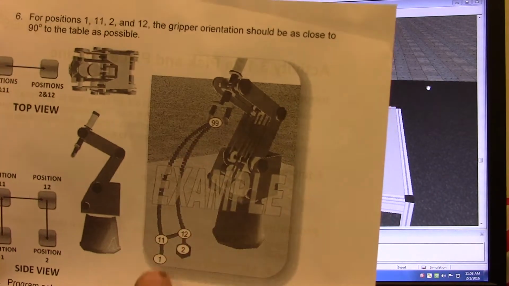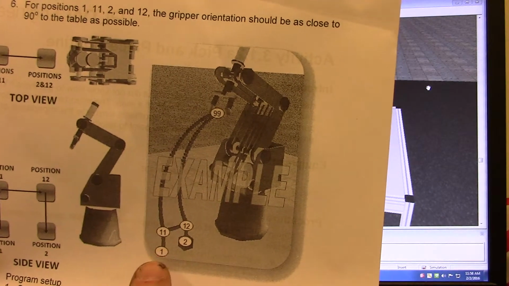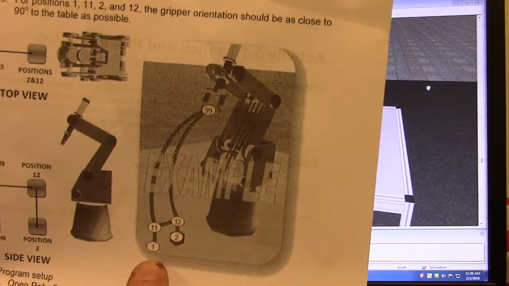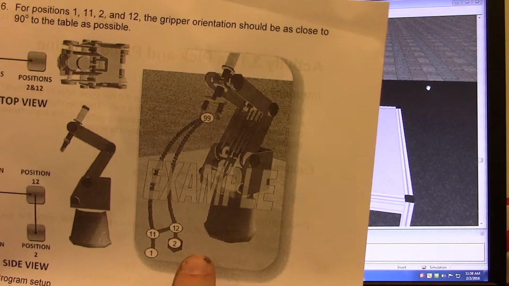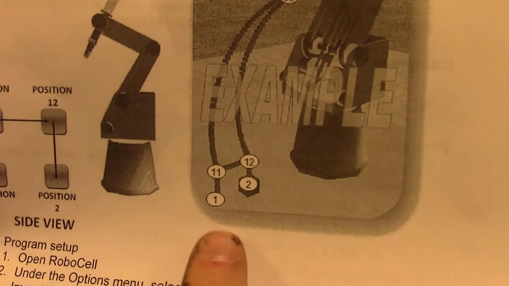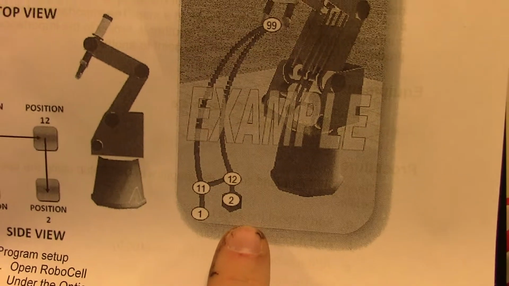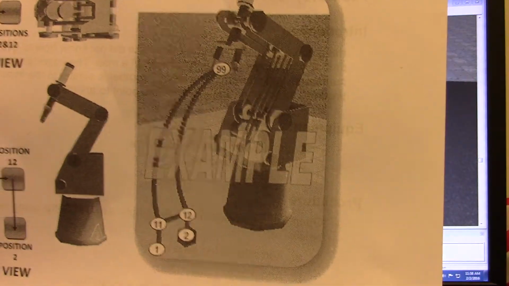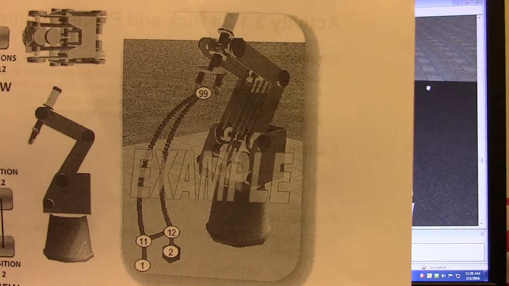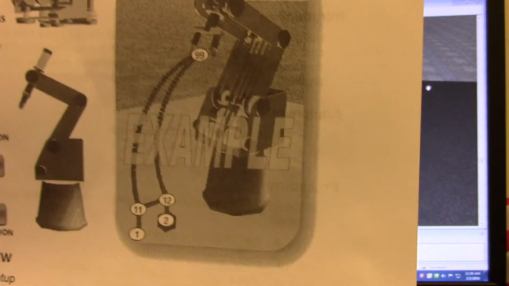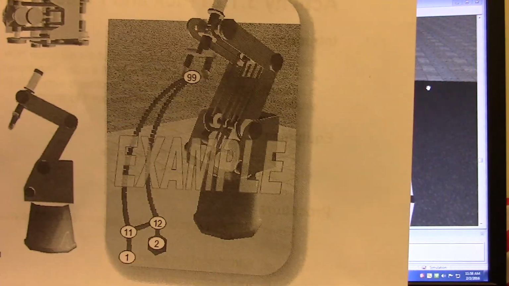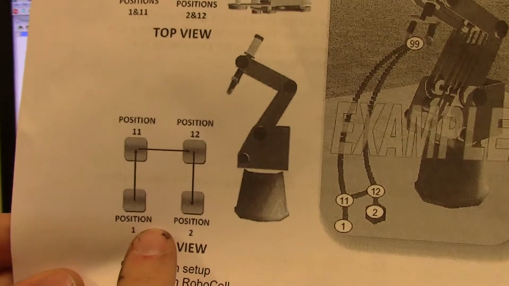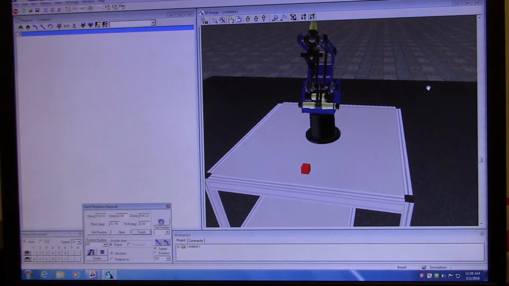I want it to go down, get the cube where it exists to begin with. It'll go up, over, and down. As you can see on the sheet, 1 and 2 are on the table. 11 and 12 are above them. So I'm going to use 11 and 12, by adding 10, as my hover above position. And then they show you here, we're going to go position 1 to 11 to 12 and back down to 2. And that's on the back of that sheet.